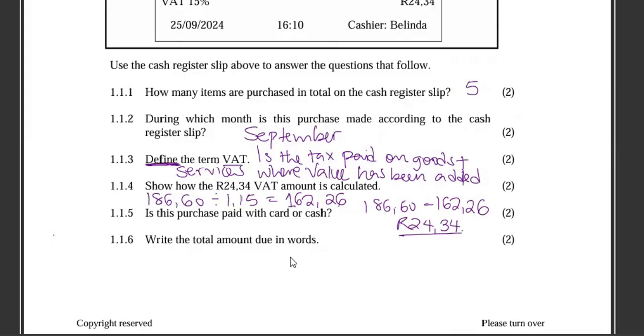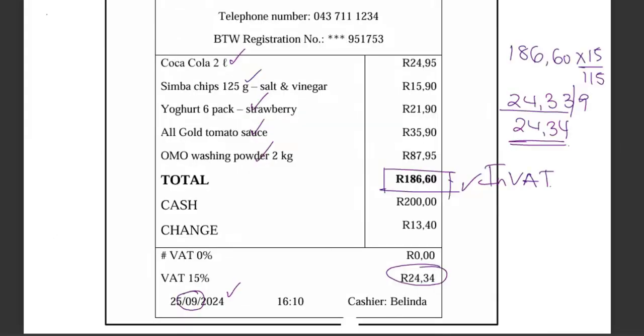Okay. Is the purchase paid with cash or card? We can tell that by using the slip. So meaning it was cash.